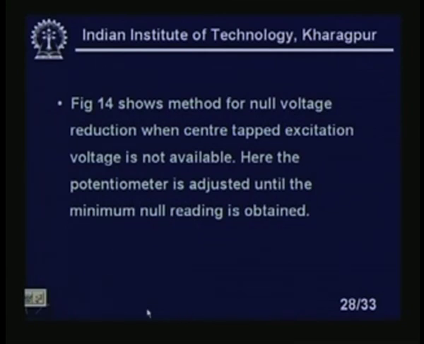So, figure 14 shows the method for null voltage reduction when the center tap excitation voltage is not available. Here the potentiometer is adjusted until the minimum null voltage reading is obtained. If we can't make it 0, make it minimum. That means at the null position, some minimum voltage we will get. That will suffice in most of the cases.